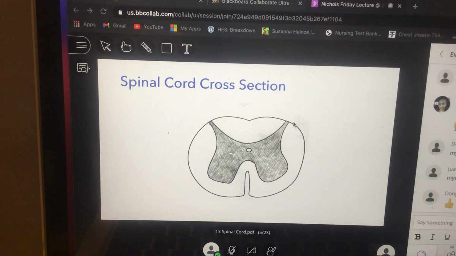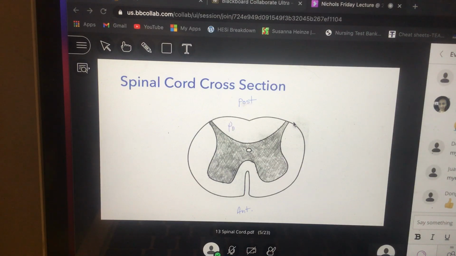So those are the different parts of the gray matter, and then the rest is kind of white matter, and it's organized into, I got to write my directions again. This is posterior, towards the back. This is anterior, towards the front. So the white matter is grouped into areas called columns.